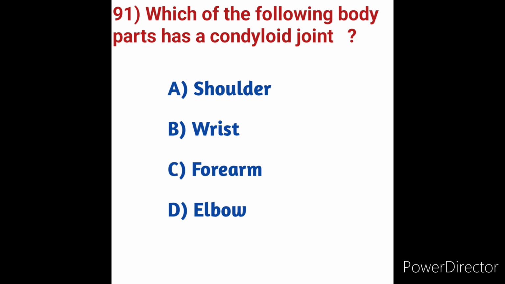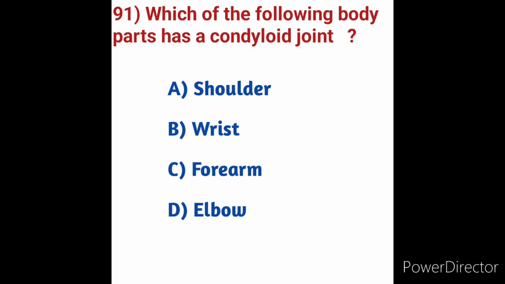In the exam we may get a question like this also. How many condyloid joints are present in the body? 22 condyloid joints are present in the human body. They are found at the base of each finger but not the thumb, at the base of each toe, and in the ankles and wrist. These joints allow flexion, extension, abduction, adduction and circumduction movements.